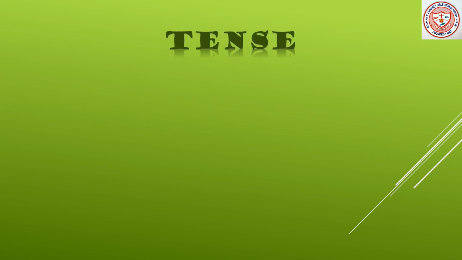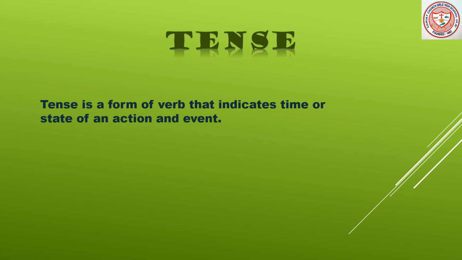So, what is tense? Tense is a form of verb that indicates time or a state of an action and event. Clear? There are some points which are related to tense. Please follow the points. First one, it expresses time reference. It means tense is a category that expresses time reference.